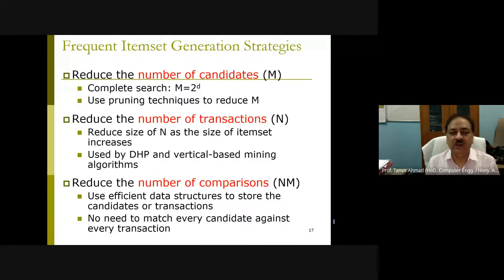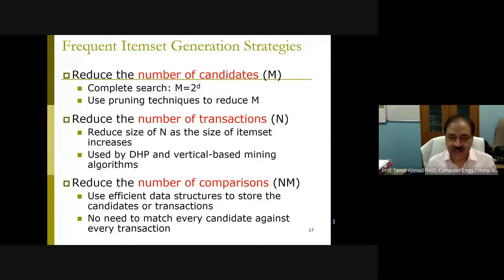Now, how to reduce that? In order to reduce that, we have only 3 things we can do. We can reduce the number of candidates, that is M, or reduce the number of transactions, N, or reduce the number of comparisons, that is N into M. Now you know that the complexity is N into M into W. Therefore, how are we going to do that? You can reduce either M, or you can reduce N, or you reduce NM. But M is the one which is contributing the most, therefore if I reduce M, the complexity might become less.